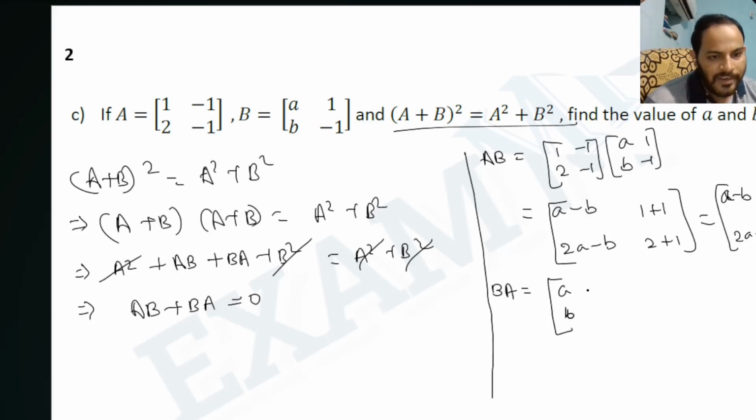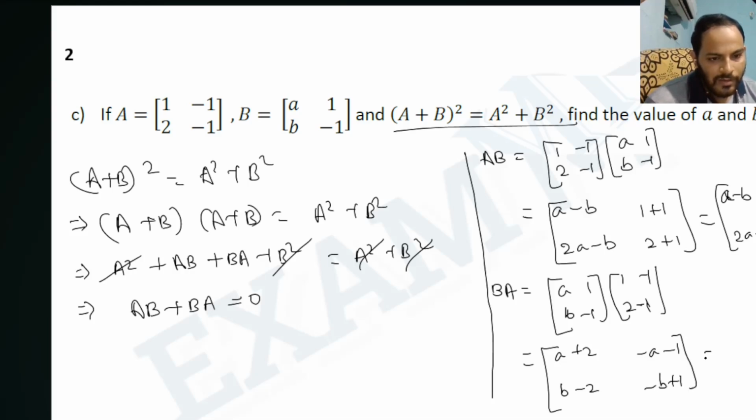Now again we need to find the value of BA. That means the matrix B first and then the matrix A. So this will be A into 1 is A, plus 1 into 2, that is A plus 2, A into minus 1 is minus A, minus 1, then B minus 2, minus B plus 1. So this will be as it is. I cannot solve it further. So this is BA and this is AB. Now their sum must be 0, so let's add them.